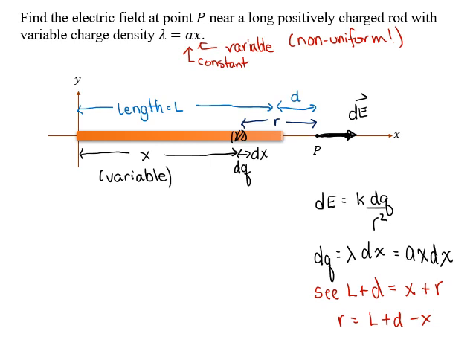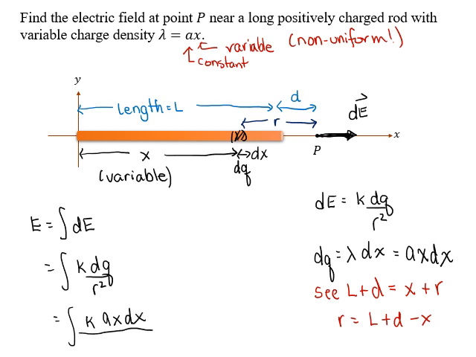Okay, now we want to find the total electric field. So we'll say that the magnitude of the net electric field is the sum of all the little bits of electric field. I'll fill in what dE is, K times dQ over R squared. Next I'll fill in dQ and R. So I've got the integral of K, dQ is A times x times dx, and I'm dividing that by R squared. So that's going to be L plus D minus x, and that has to be squared. Okay, this is an integral that we can deal with, and we'll get to that on the next slide.